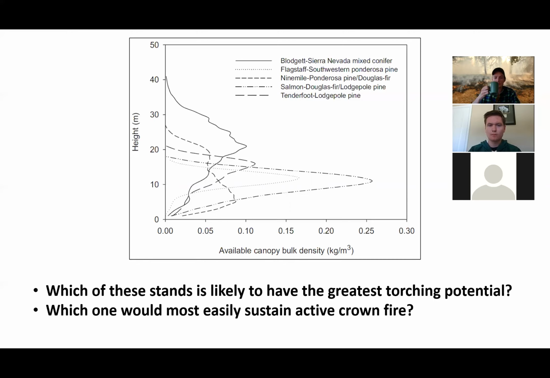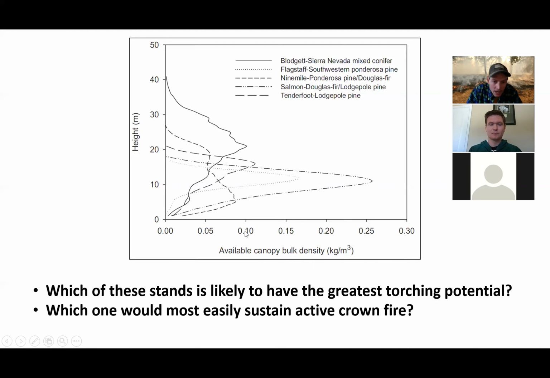So what do you guys think about those questions I got there based on this figure? So the torching would be the Tenderfoot lodgepole, the Blodgett Sierra Nevada mixed conifer, and then the easier to sustain active crown fire looks like Salmon Douglas fir lodgepole. Yeah, so that one for sure. And maybe Flagstaff. Okay, yeah. So Flagstaff's probably the second one, right? Yeah. So I think that's pretty good.